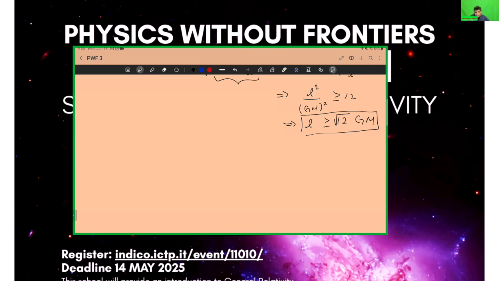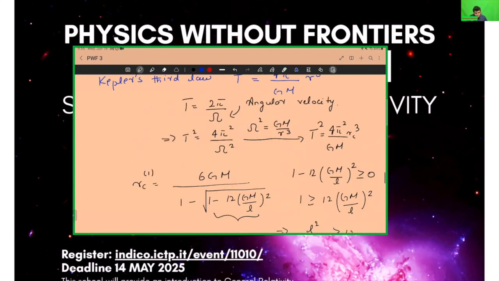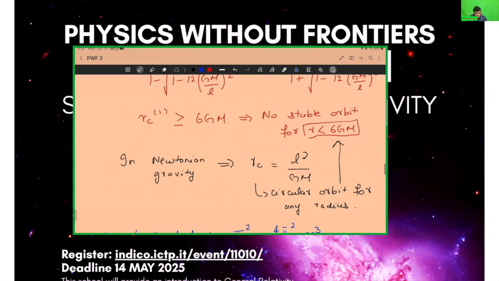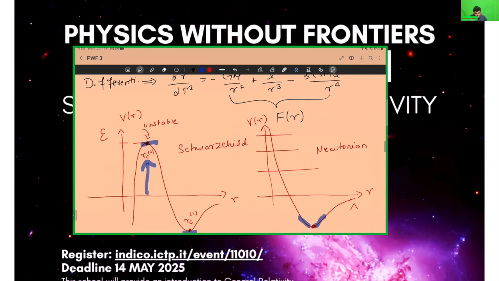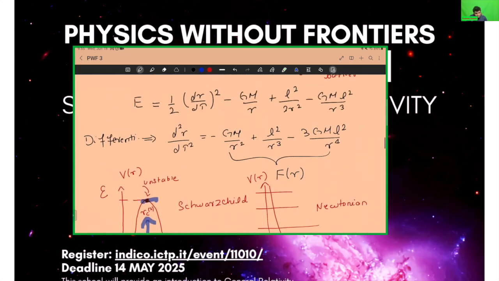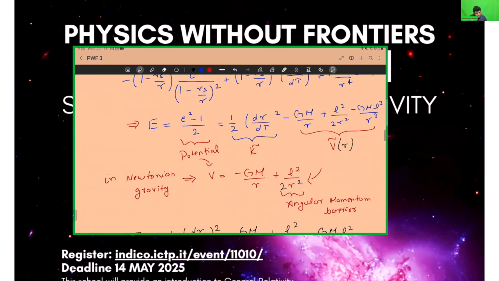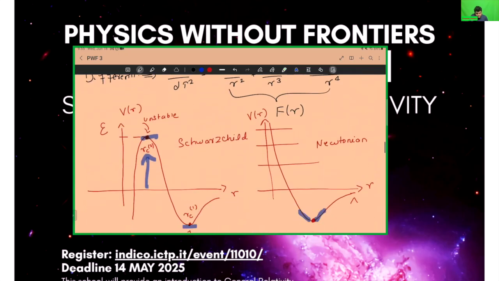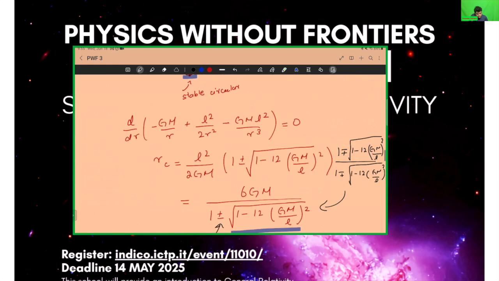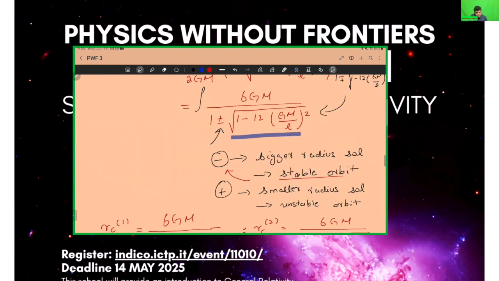On the potential graph, which point is 6 GM? Well, if you look at this graph, this particular graph is a graph of the potential, which is given here, right? And you can see that this potential has angular momentum. These radii depend on the angular momentum. There is a point on the graph which is 6 GM, but that point is not relevant.